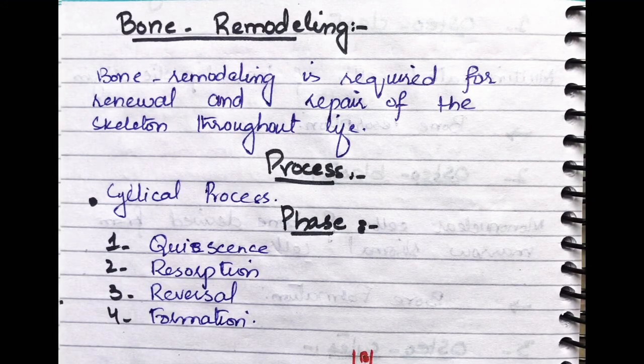What is this bone remodeling process? It is basically a cyclical process that has four phases. The first is quiescence, the second resorption, then reversal, and then formation. For this we have to understand it through a picture.